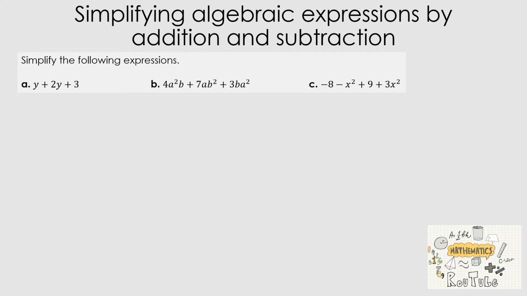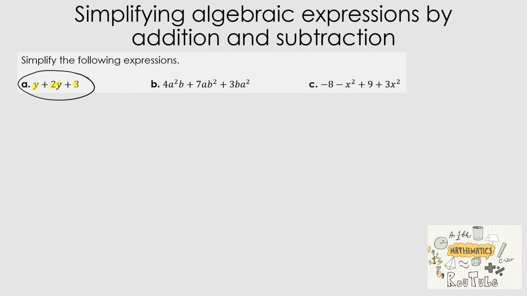All right, let's have a go at simplifying algebraic expressions by addition and subtraction. So simplify the following expressions. The first one, we've got y plus 2y plus 3. Now it's really important, as we said previously, you can only add or subtract terms that are like. So in this first algebraic expression, we hopefully can identify we have 3 terms. We've got y, we've got positive 2y, and we've got positive 3. Remember, each term gets separated by the operational sign.